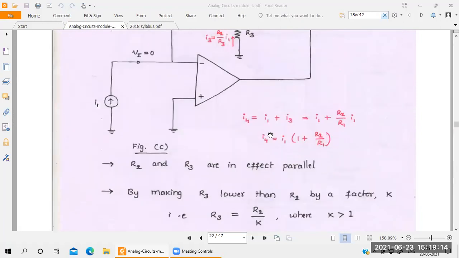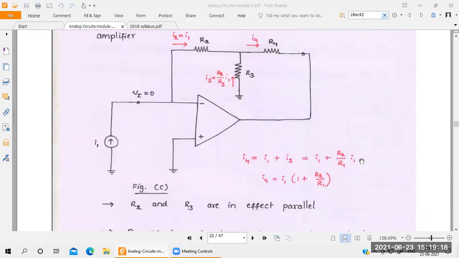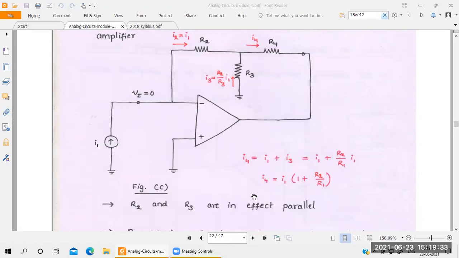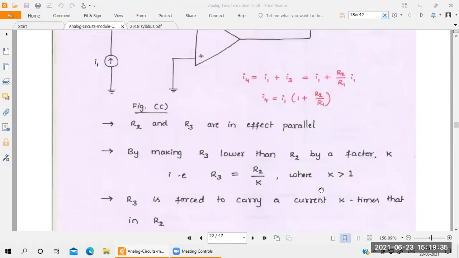Here you take I4 is equal to I1 plus I3. Okay, here you take resistance R2 by R1. You take R2 by R1 here, not R3, because the same current is flowing here. I1 is equal to I2 here. So for that you take 1 plus R2 by R1.